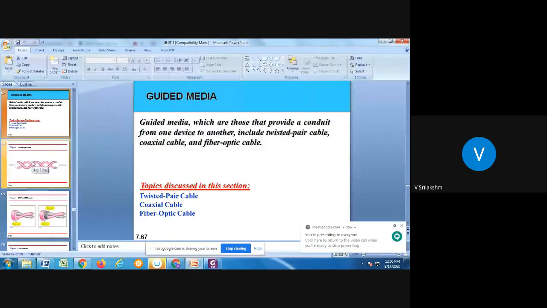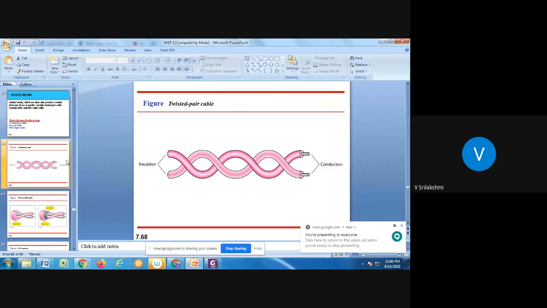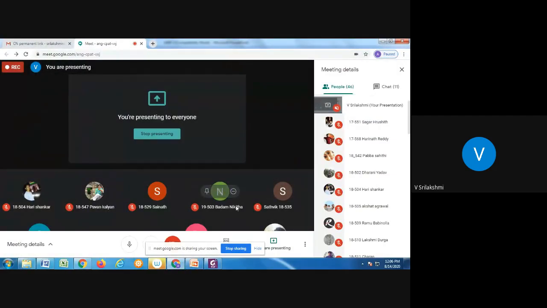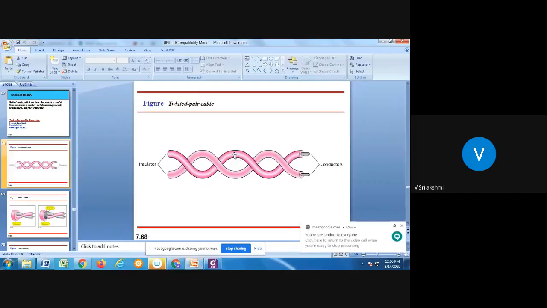As the name suggests, twisted pair. What is the meaning of twisting? Anyone? Rotating, we can say. Okay, or see like this diagram, how the wires have been molded one after another, or one by one.